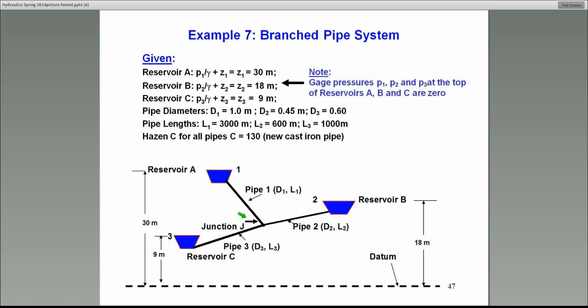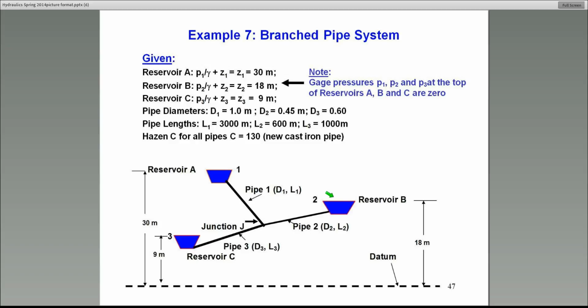Now, the way we do it is, of course, we'll have to do only two attempts, and then I'm going to introduce a graphical method that solves the whole problem. First, before we start, let's recognize a few things. For reservoir A, which is point 1 here, P1 over gamma plus Z1 is 30 meters. Same thing for reservoir B, which is basically this point 2 here. It's 18 meters. And reservoir C is finally 9 meters.